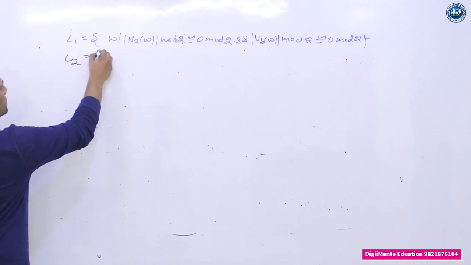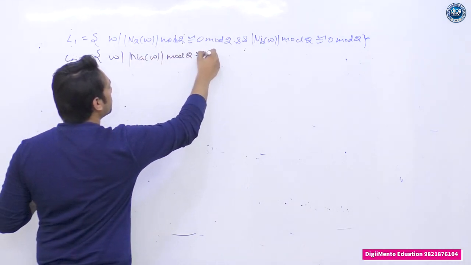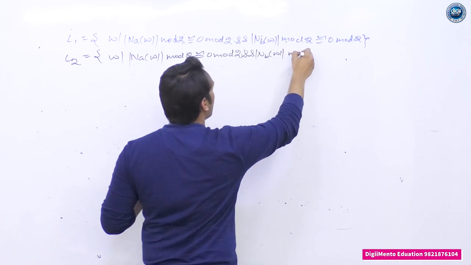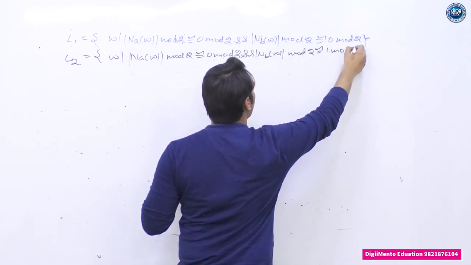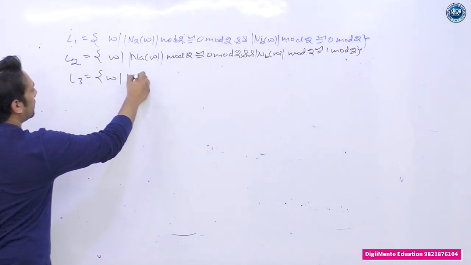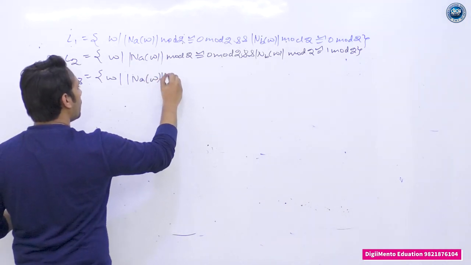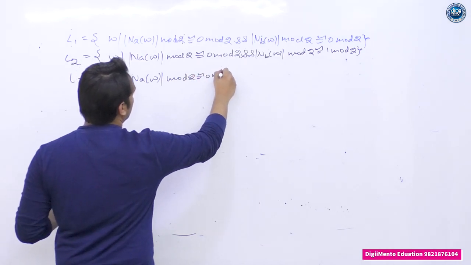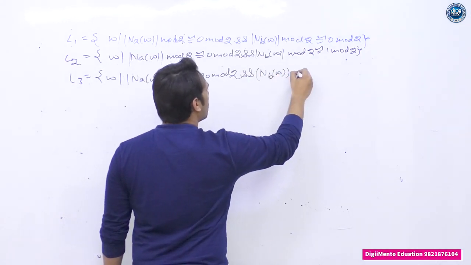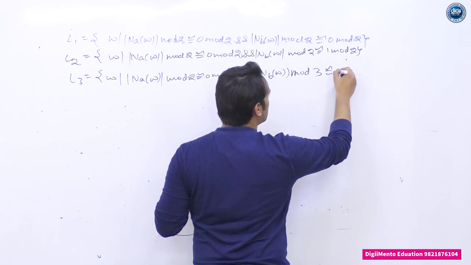So we have a language L2, which is W such that number of A in W mod 2 is congruent to 0 mod 2 and number of B in W mod 2 is congruent to 1 mod 2. Then we have language L3, which is W such that number of A in W mod 2 is congruent to 0 mod 2 and number of B in W mod 3 is congruent to 0 mod 3. Here you can see I've changed the mod.